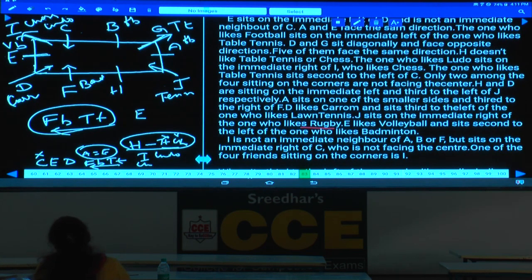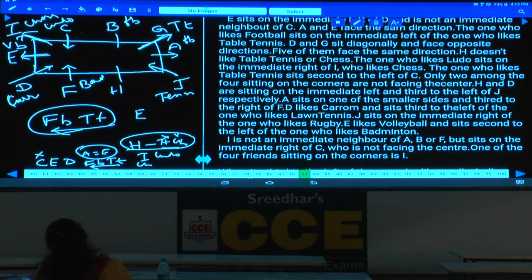As 4 persons are facing as of now, and A and E are facing the same direction. As A and E are facing the same direction, and 4 are already facing the center, these 2 persons must be away from the center. A is away and E is away. As A and E are away, tell me how many persons are away here? 4 persons are away, isn't it? 4 and 4. Then we need to find out this football and this.